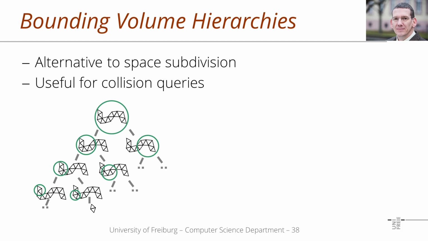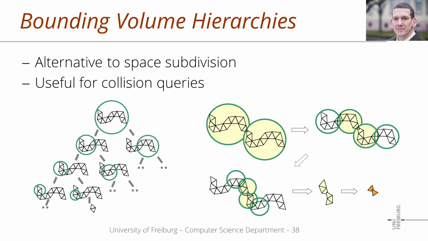The data structure is illustrated on the left-hand side, and the usage of the data structure is shown on the right-hand side. Bounding volume hierarchies mainly store information about bounding volumes. So in the root node, we store information about a bounding volume that encapsulates the entire geometry. For the next layer of the hierarchy, we split the original geometry, for instance, into two parts, and we compute a bounding volume for each of these two parts. And these two bounding volumes are represented in the hierarchy.